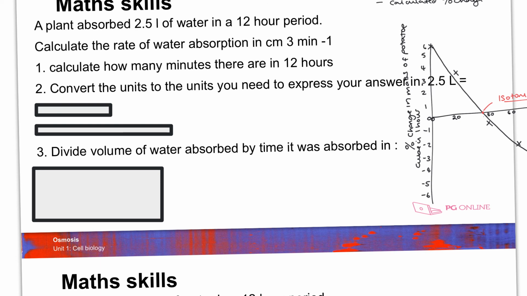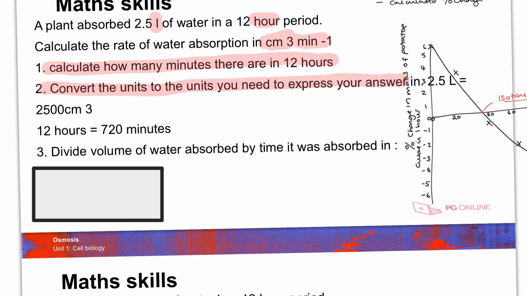So there's a couple of key things we have to notice in a question like this. We are converting liters into centimeters cubed, and we're converting hours into minutes. When you see a question like this, it's really important that you take note of the units so that you don't make a mistake. So where would we start? The first thing we'd need to do is calculate how many minutes there are in 12 hours. So we would just do 12 times 60. And then we'd need to convert the units to the units that we need to express in your answer. So how many centimetres cubed in 2.5 litres? 2.5 litres is 2,500 centimetres cubed. And 12 hours is 720 minutes.